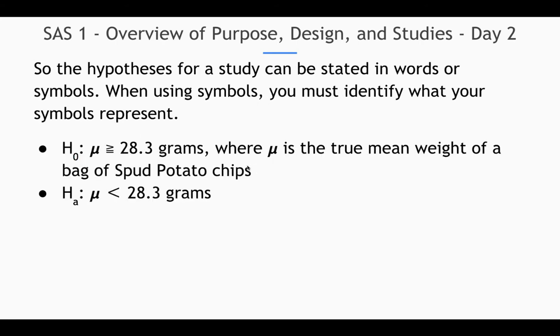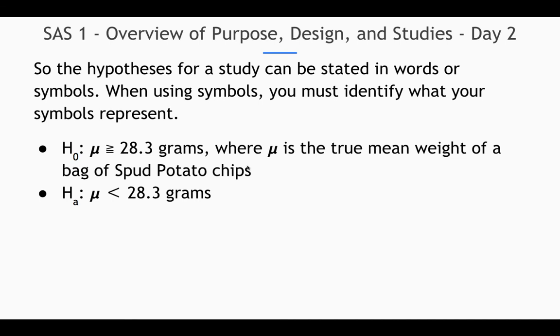All right, so the hypothesis for a study can be stated in words and symbols. When using symbols, you must identify what your symbols represent. So H subscript null, which means the null hypothesis, is that mu is greater than or equal to 28.3 grams, where mu is the true mean weight of a bag of Spud potato chips. And the alternative hypothesis, or H subscript A, is mu is less than 28.3 grams. Notice we don't have to write the definition of mu again because we did it in the null hypothesis. We don't have to write it again in the alternative hypothesis because they're right next to each other. And so you can see what mu stands for.